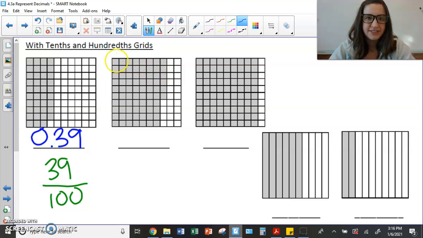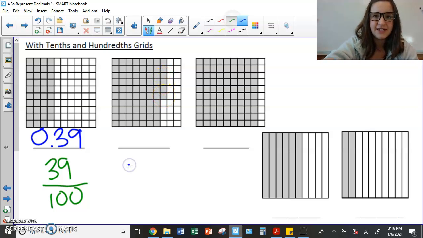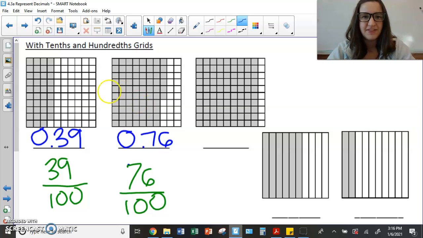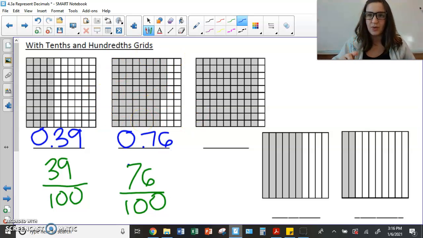This grid, I'm going to count 10, 20, 30, 40, 50, 60, 70. Then I'm going to count 71, 72, 73, 74, 75, 76. So there are 76 out of 100 pieces right here. That's in fraction form, which means there are 76 hundredths. So in decimal form, if this square represents one whole, then there are 76 hundredths shaded in on this grid.